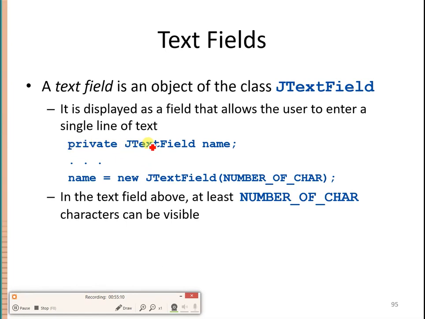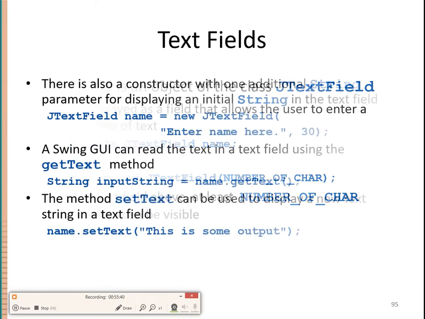So we have to define the object of the class JTextField, and if we are creating the actual object here, this is a null object. Now if you want to create the actual object, we have to write the statement new JTextField, and we have to pass the number of characters, meaning how many characters can be written in a text field. For example, if it is 10, it means that 10 or more characters can be written or typed in the text field.